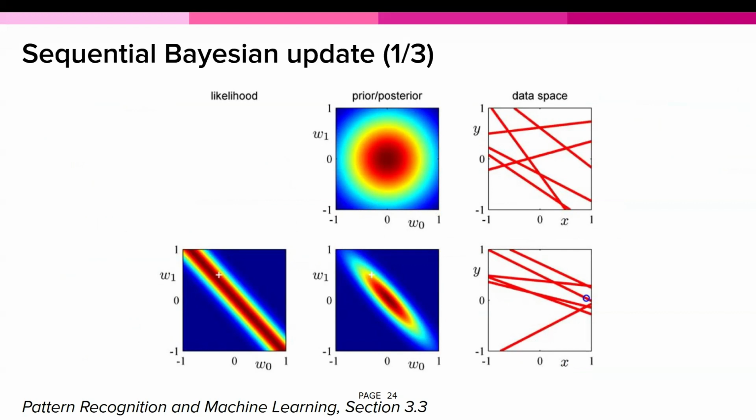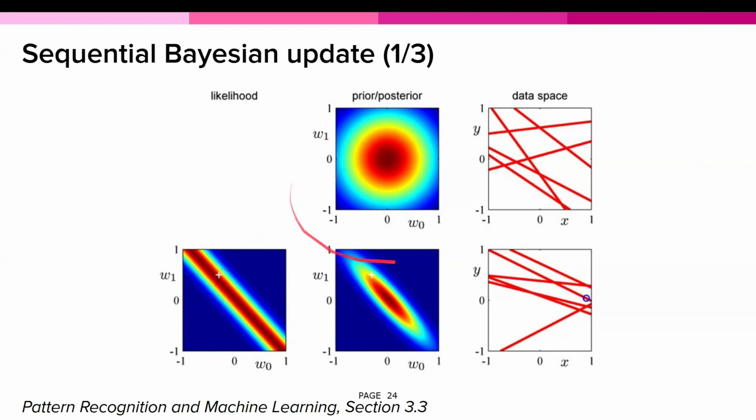To illustrate this, let's consider a synthetic data set generated from a function with true parameters W0 of minus 0.3 and W1 of 0.5, indicated by this white plus marker down here. So our objective is to see if we can recover the values of W0 and W1 using Bayesian inference.